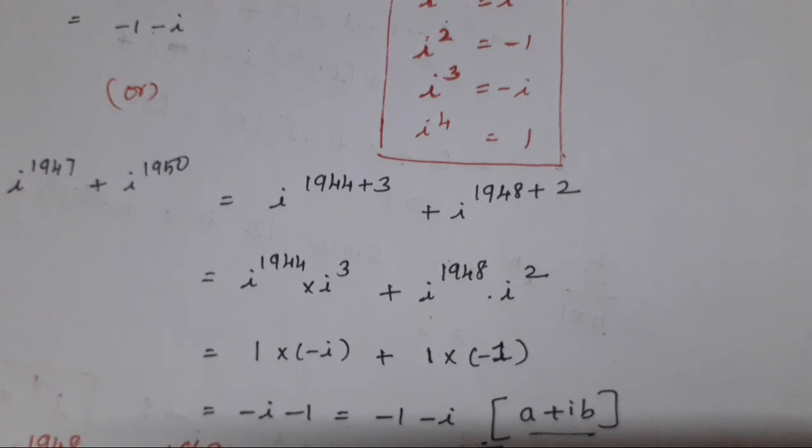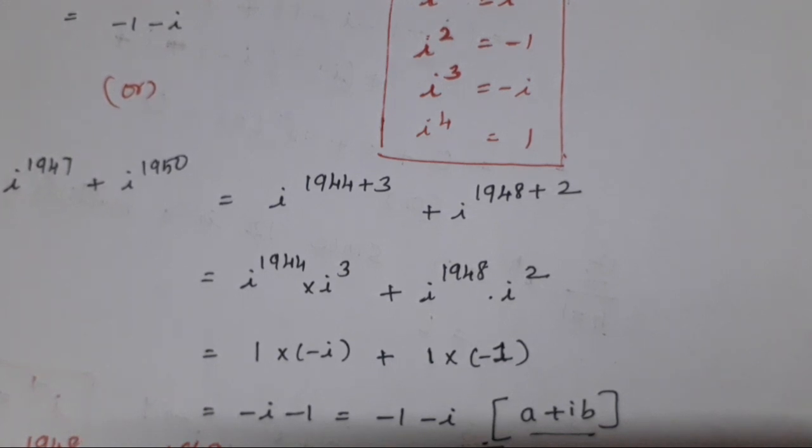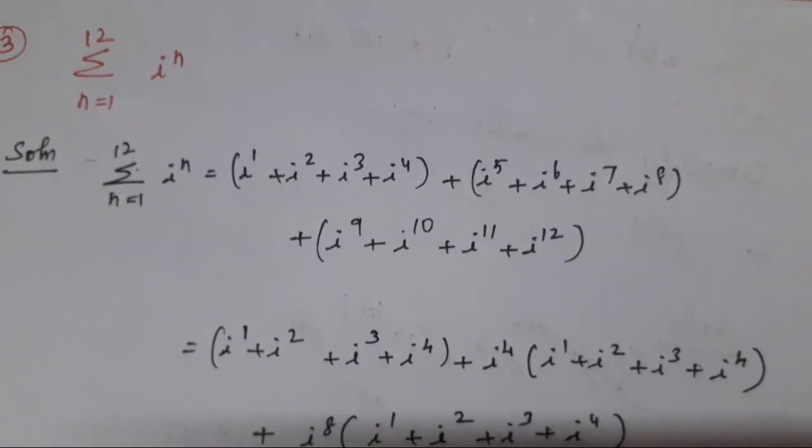So what is the remainder coming? If the number is divisible by 4, the remainder is what? Either 0, 1, 2, or 3. That's all.